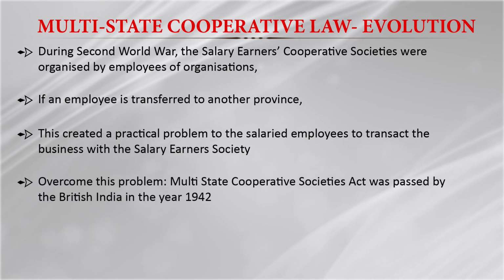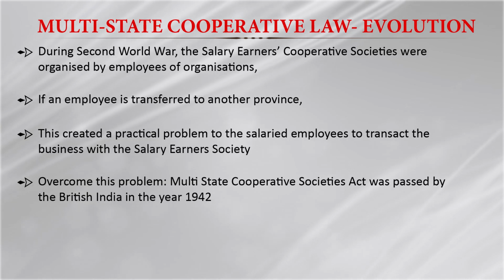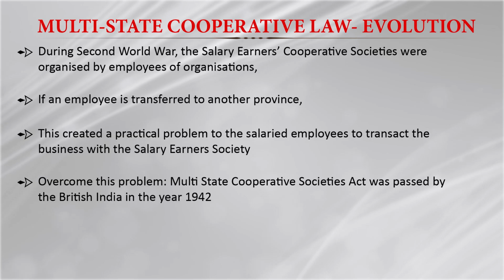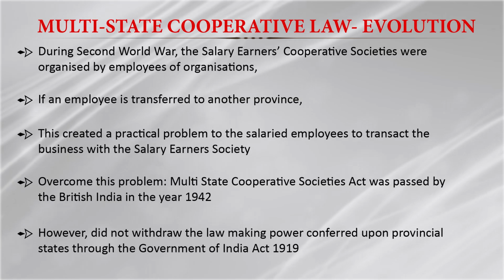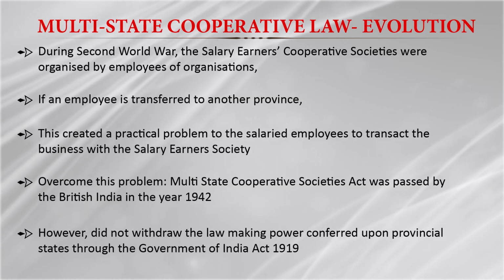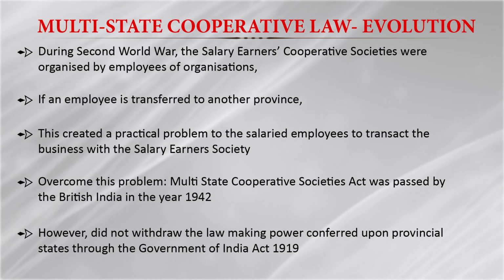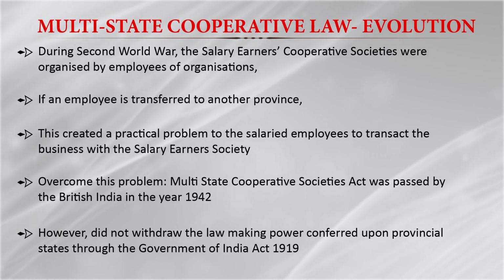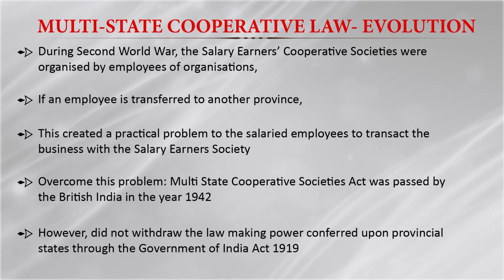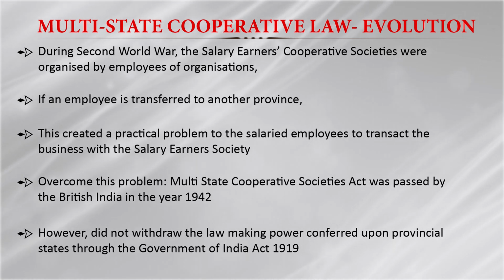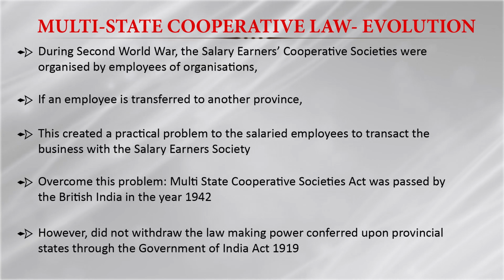So to overcome this problem, the multi-state cooperative society law was passed by British India in the year 1942. And at that time they did not withdraw the earlier law, that is, the power conferred upon the provincial states through the Government of India. So the cooperative continued to remain a state subject, but a special provision was made in 1942 to open a cooperative society as a multi-state cooperative society.